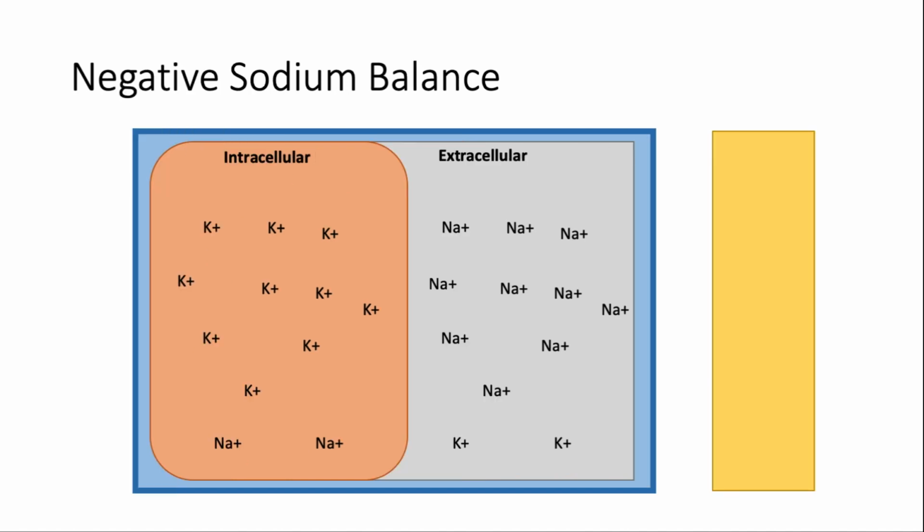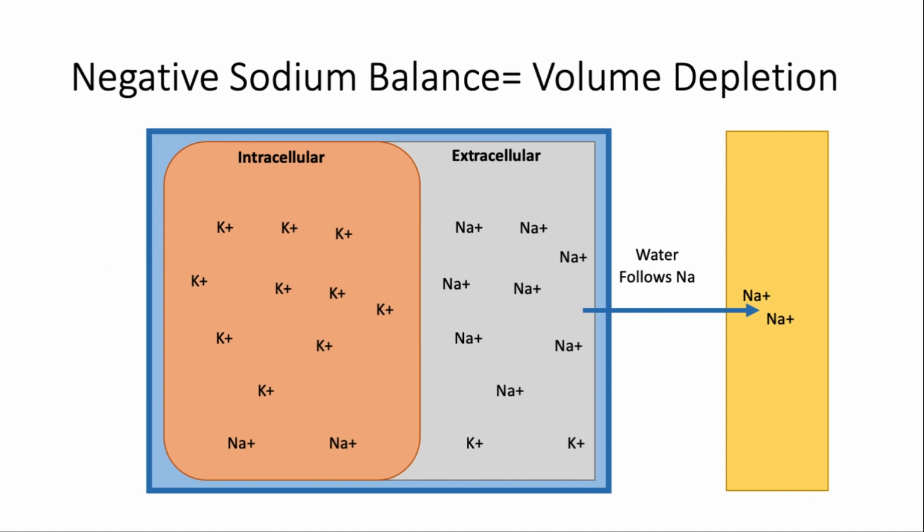If we have a negative sodium balance, that means we're excreting more sodium than we're taking in. So the sodium gets excreted. From there, what's going to follow the sodium is water. So water ends up traveling out, and as you can see, the size of this extracellular compartment decreased. That's what happens in volume depletion.